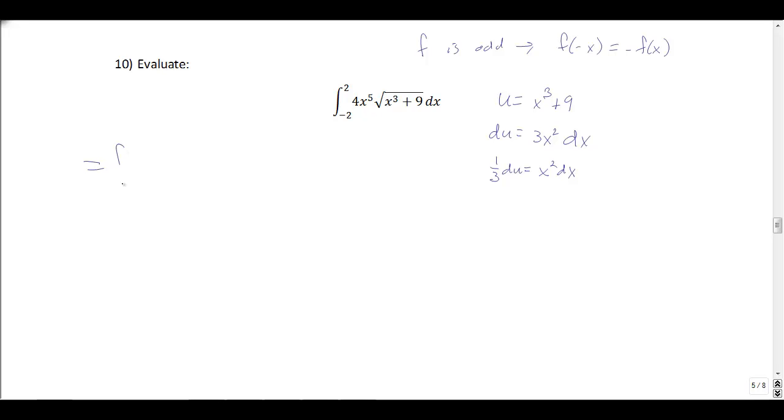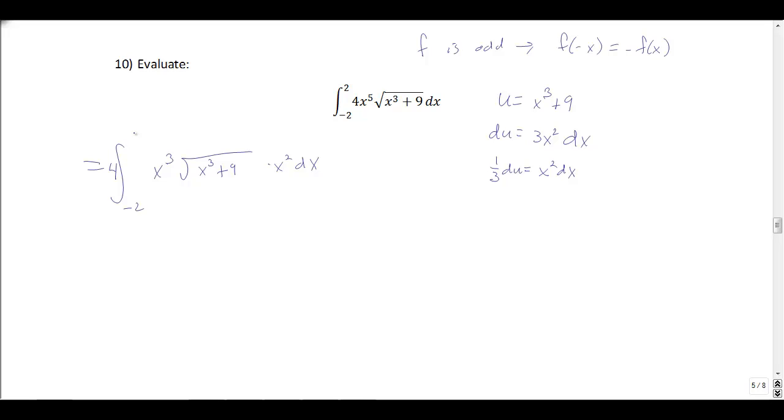And so with my integral, when x is -2, -2 cubed is -8, plus 9 is 1. 2 cubed is 8, plus 9 is 17. Now I have a 4 from here, and I have an x cubed times the square root of x cubed plus 9, which is u, and then really an x squared dx. Now I'm mixing my x's and u's around here. Maybe I shouldn't do that. Let's just write this all in terms of x, just to be completely clear about what we're thinking.